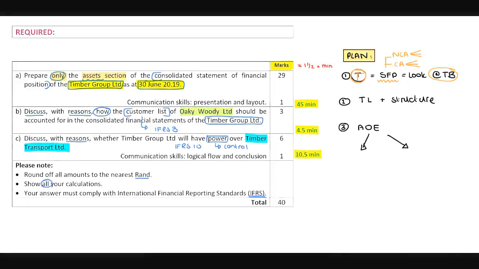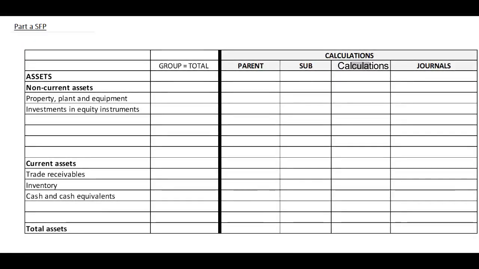Now, on a clean page, I will indicate to my marker that this is my part A. Don't run away, guys. Focus. You will identify that I've included my non-current assets. I've left some lines open and I've included my current assets. Leave open sufficient lines. Then on the right side, middle of the screen, you will identify that I include additional columns. And it is extremely important that you indicate to your marker that this is purely calculations.